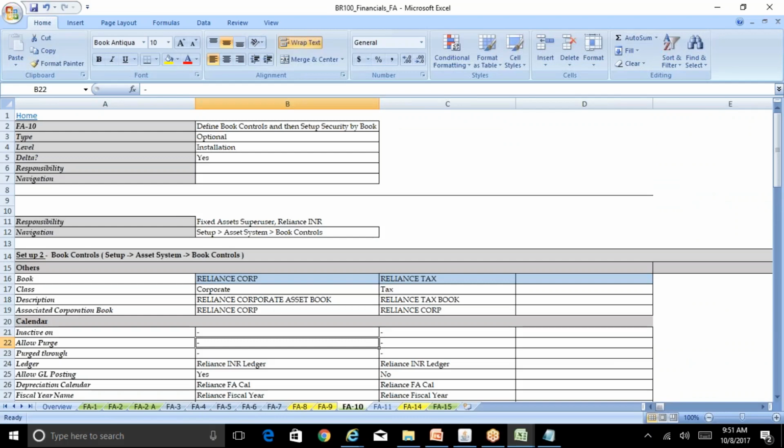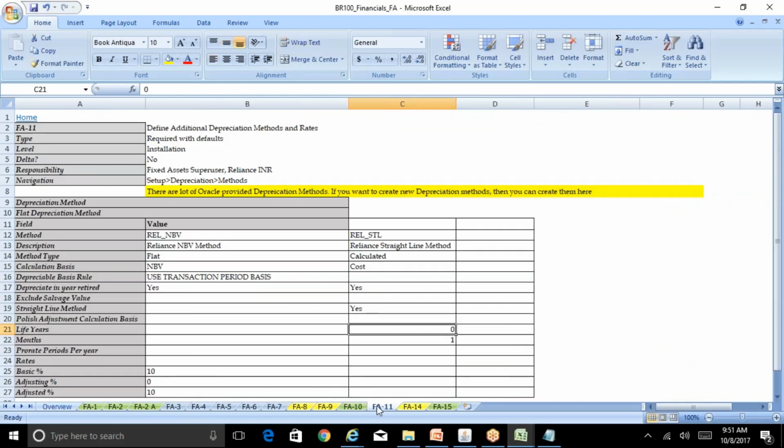Of what we are doing, then we will come to the tax book. Okay, and we have created the asset categories, asset location, asset flexi fields. We have created the corporate book, and now we need to proceed with the creation of the asset category.